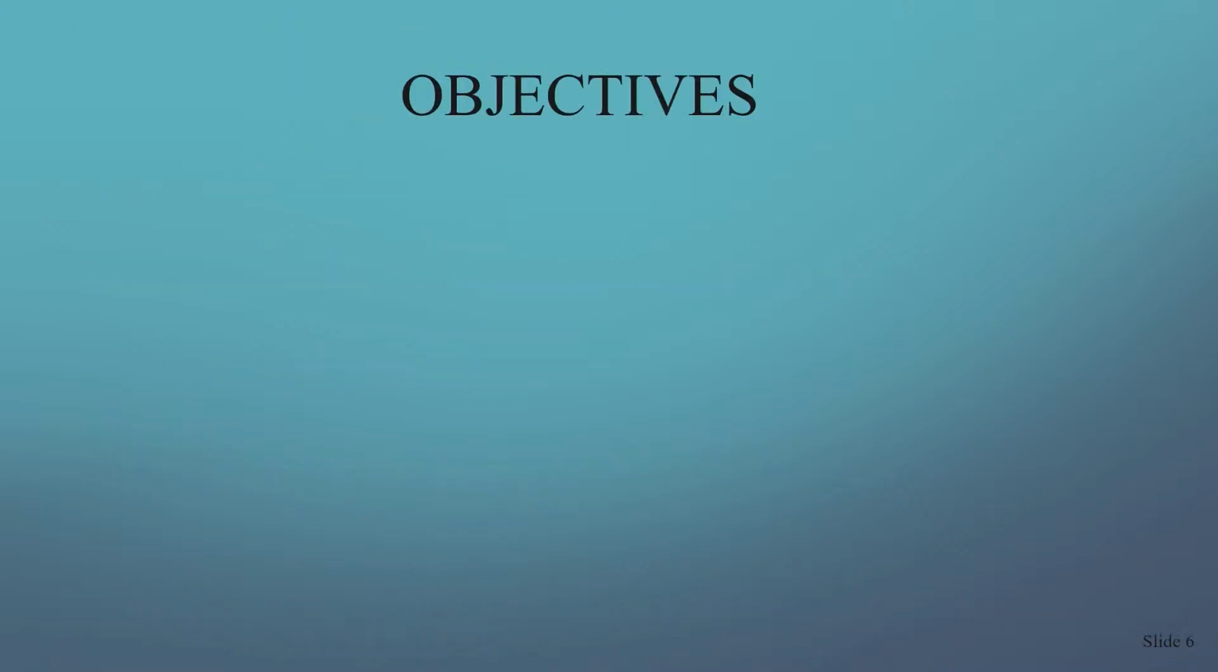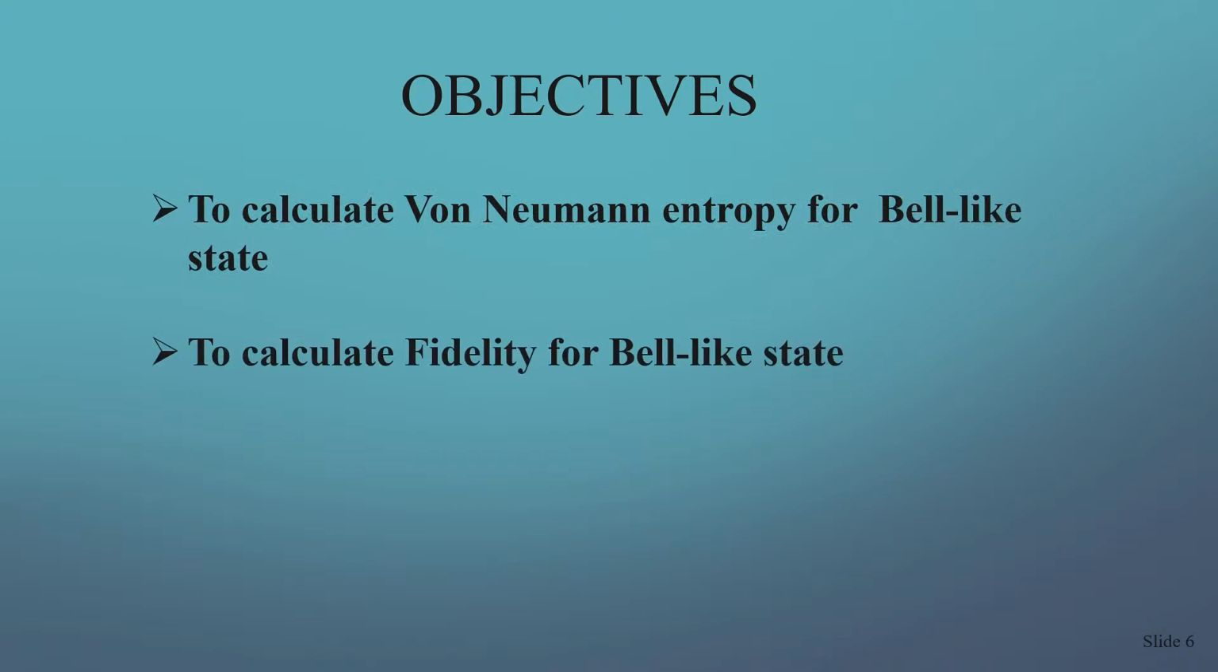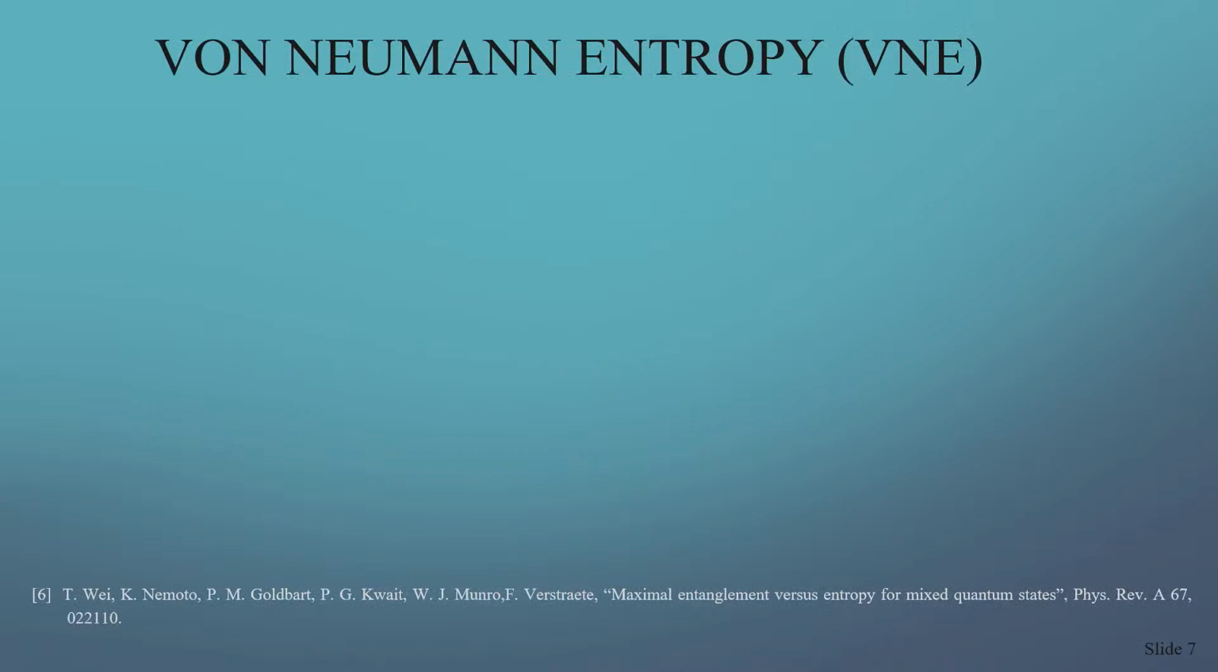Now, we did this project from the point of view of communication. Coming to the objectives, our first objective was to calculate von Neumann entropy for Bell-like states. Second is to calculate fidelity for Bell-like states, and third is to achieve correspondence between von Neumann entropy and fidelity. Due to lack of time, I will just proceed with the calculations. The first one is we calculated von Neumann entropy for Bell-like states.